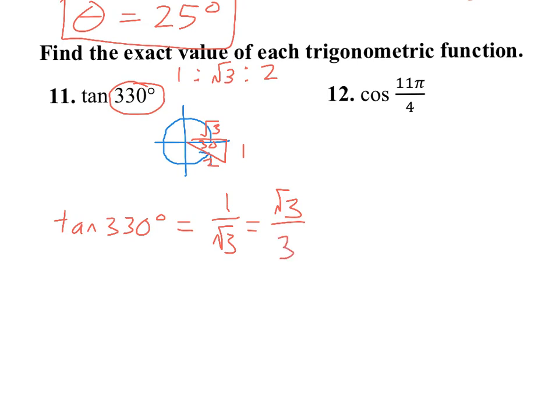And then the last thing you have to do, think about ASTC. So we are in the C quadrant. That means cosine is positive, which means tan 330 has to be negative. So the final answer is negative rad 3 over 3. So when you're done, try to figure out, is it positive or is it negative? Okay, the other way you could have done this, think about the unit circle.